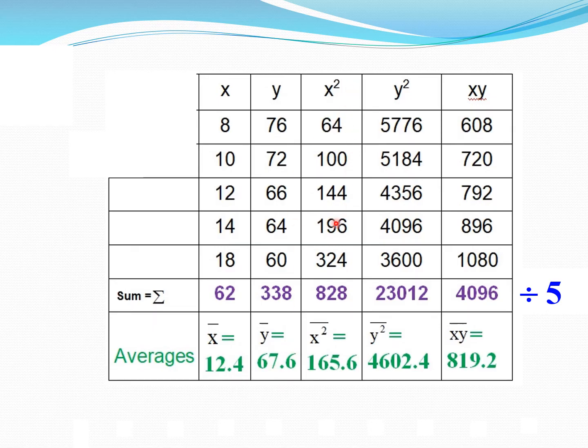Likewise, the average of the x squared numbers: the total was 828 divided by 5, so the average of the x squared numbers is 165.6. For the y squareds, divide the 23,000 number by 5 and we get 4,006.4. And finally, the average of the x times the y numbers is 4,096 divided by 5, which is 819.2. So now we've got our 5 averages. We can relax now, we've finished that data. We proceed to use these averages to get the variances.